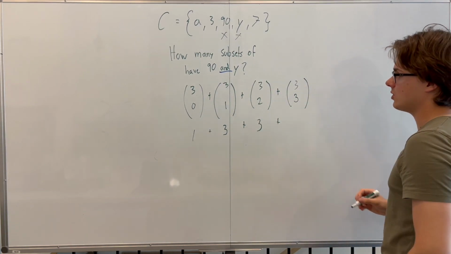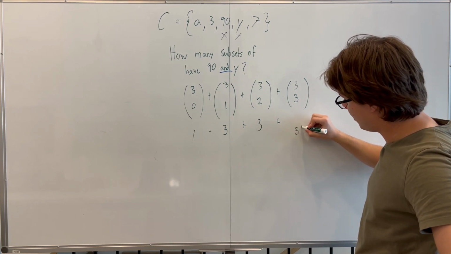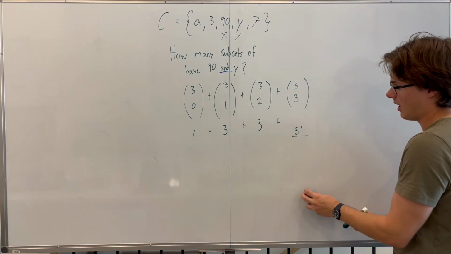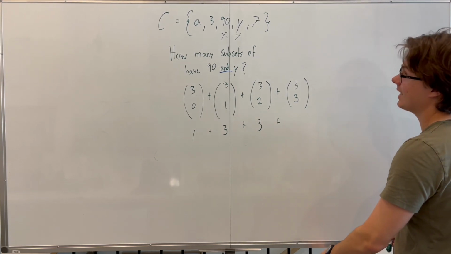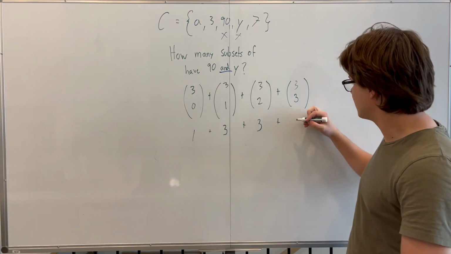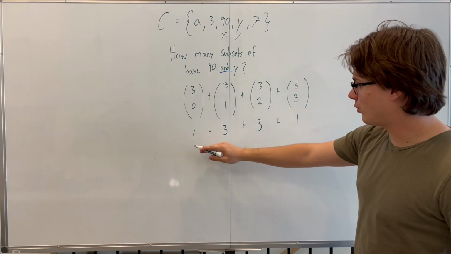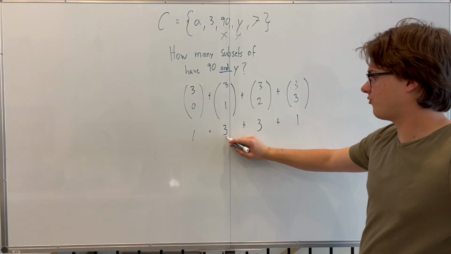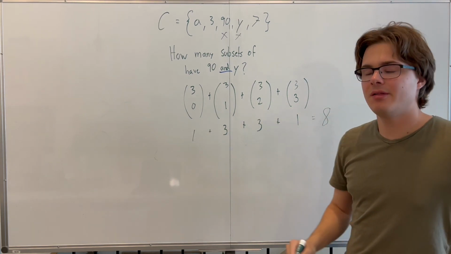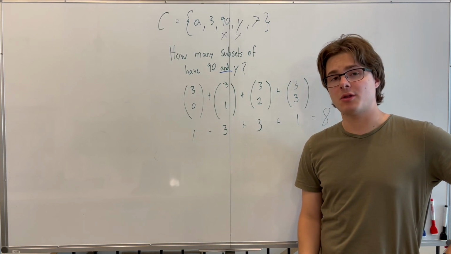Then we have 3 choose 3. 3 choose 3 is going to be 3 factorial over, oh, I don't even need to compute this, actually. How many ways can we get 90 and Y to be in a set with all of them? Only one way. So this is going to be 1. What do we get? 1 plus 3 plus 3 is 7, plus 1 is going to be 8. That is exactly the same answer we got with our first method.